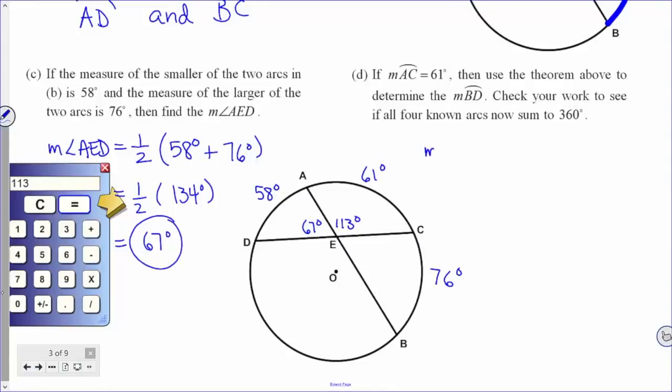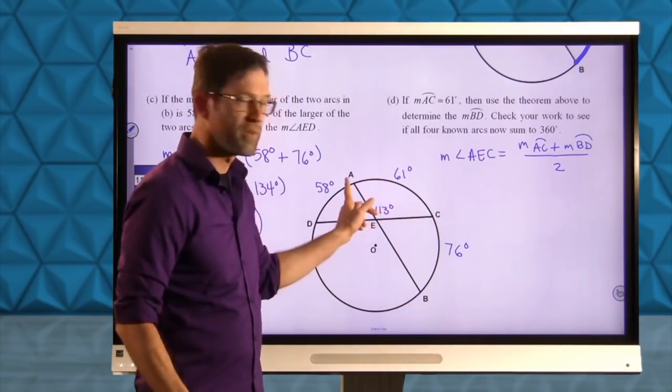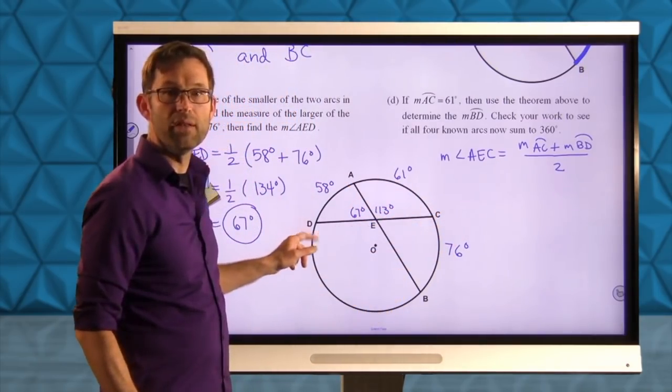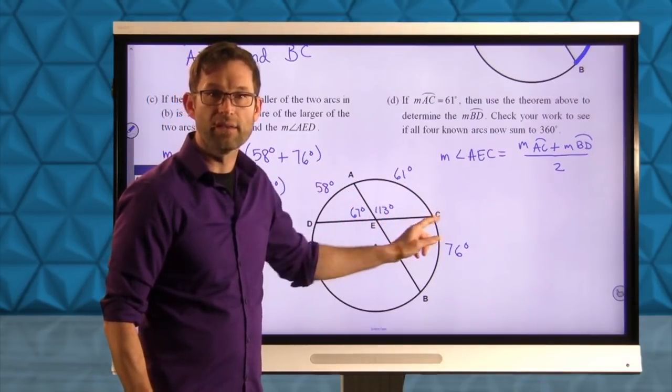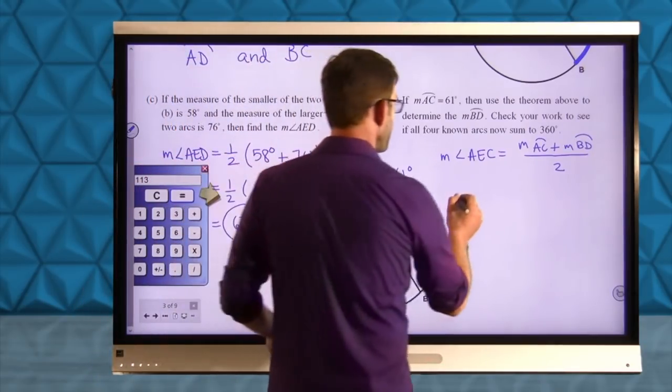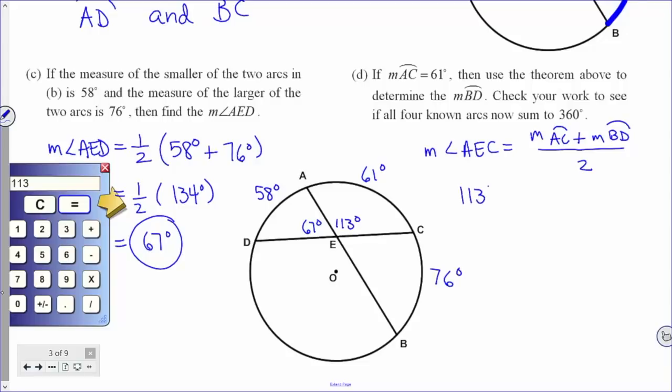Well, I can do that by saying, well, the measure of angle AEC should be the measure of arc AC plus the measure of arc BD divided by 2. All right, so that's just another way of sort of writing down the theorem. If I take AC and BD and I divide by 2, that should give me AEC. Well, now look at what I know. I know AEC is 113 degrees. All right, I know that AC is 61 degrees, and I'm just looking for the measure of arc BD.